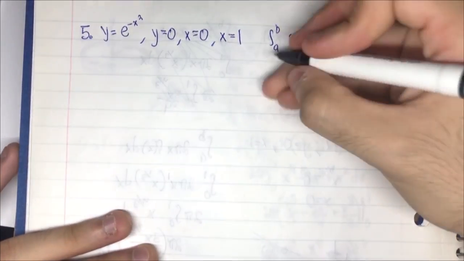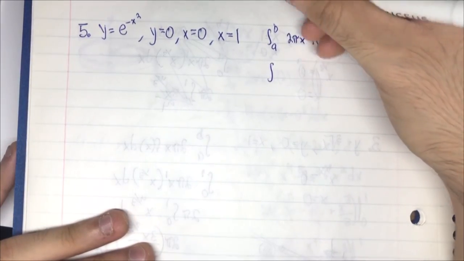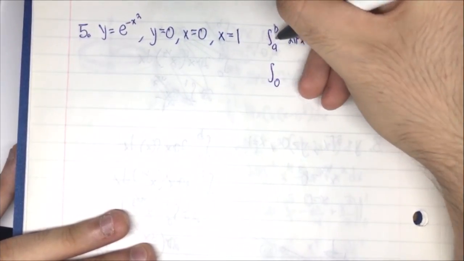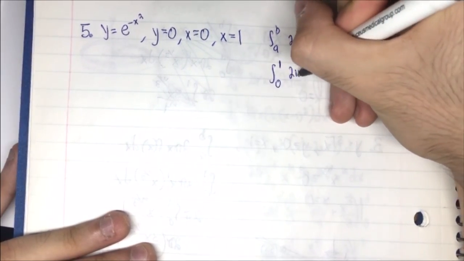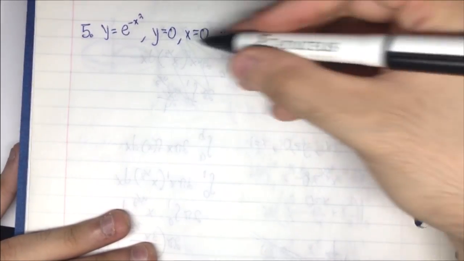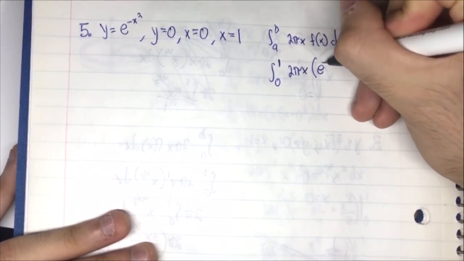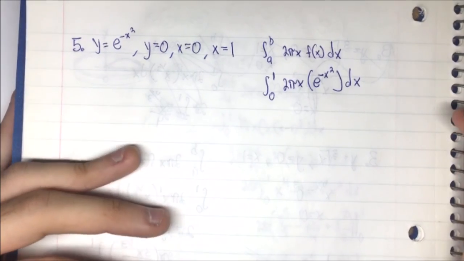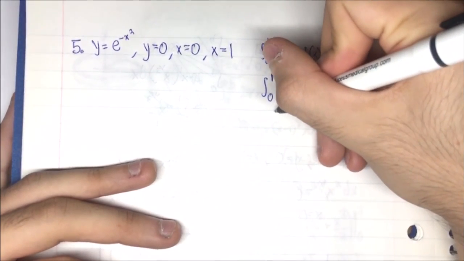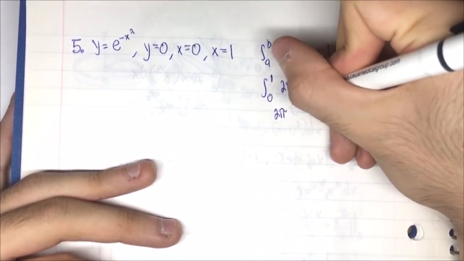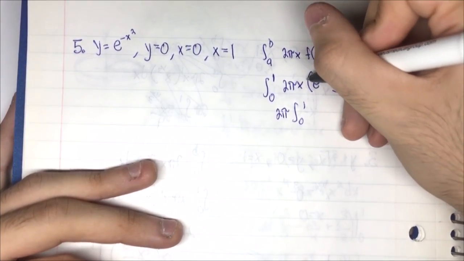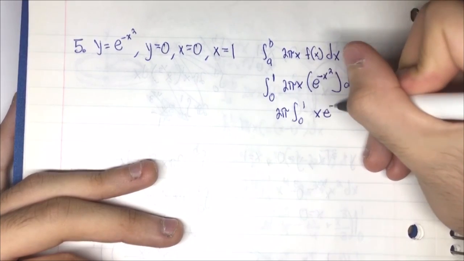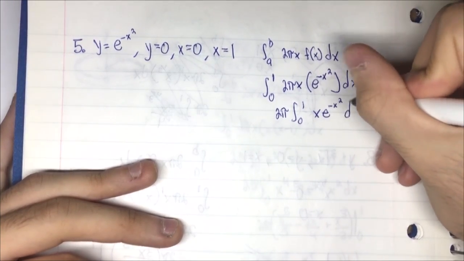Alright, so this time they gave us two x's, so we don't need to set the y's equal to each other. So a is 0, b is 1. So we have 2 pi x, and then the f of x, they gave it to us. It's e to the negative x squared dx. And then the next thing we can do is pull out a 2 pi in front, so it'd be 0 to 1. And then multiply these two together. It would just be x e to the negative x squared dx.